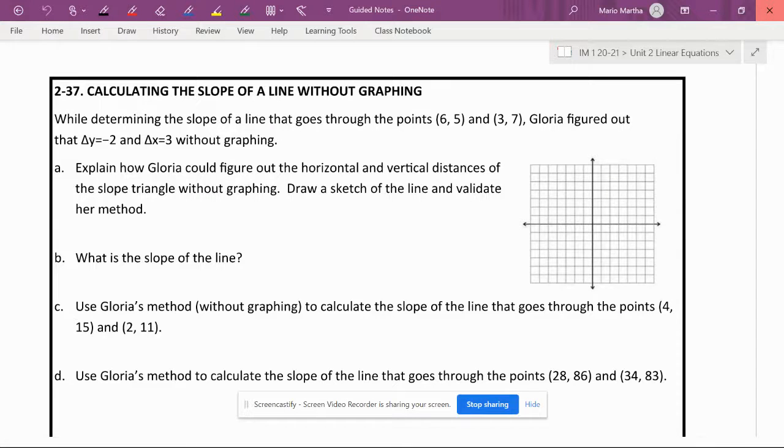So welcome back to 2.14. This would be part 2, calculating the slope of a line without graphing.